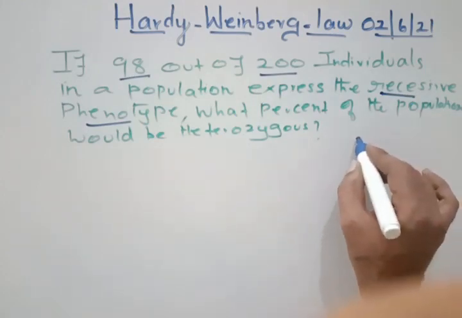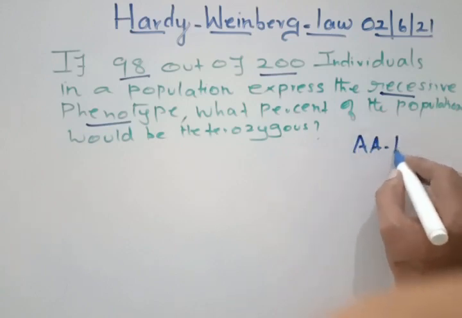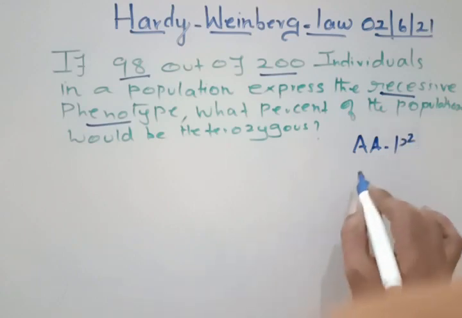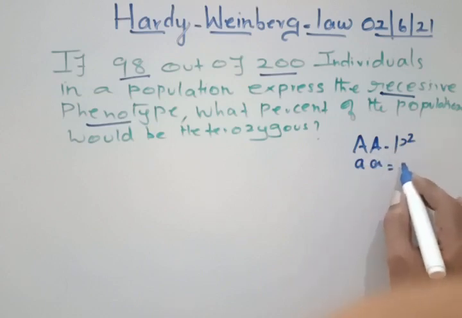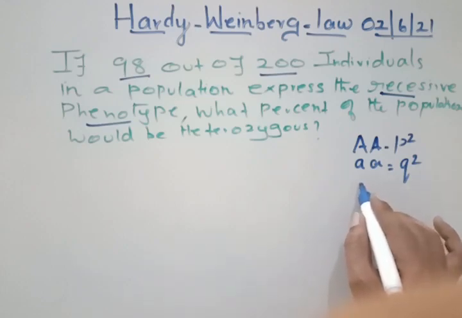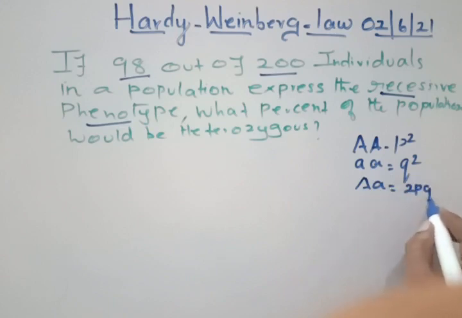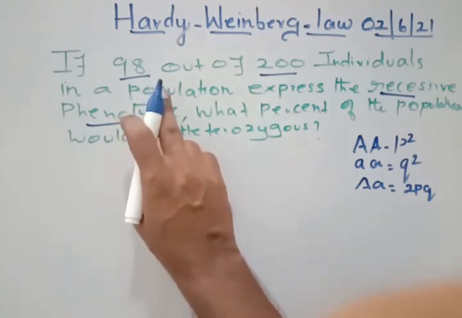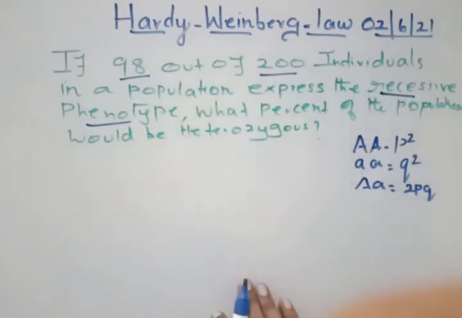The dominant, for example, capital A, is represented by p square. And the recessive, small a, in the homozygous condition, is represented by q square. And the heterozygous, capital A small a, is represented by 2pq. So now we are going to study: 98 out of 200 individuals in a population express the recessive phenotype.